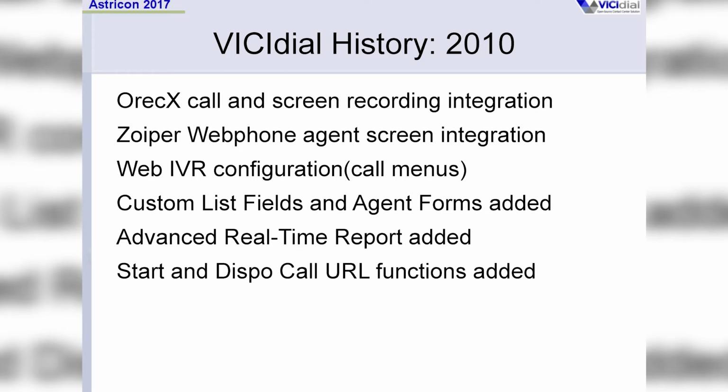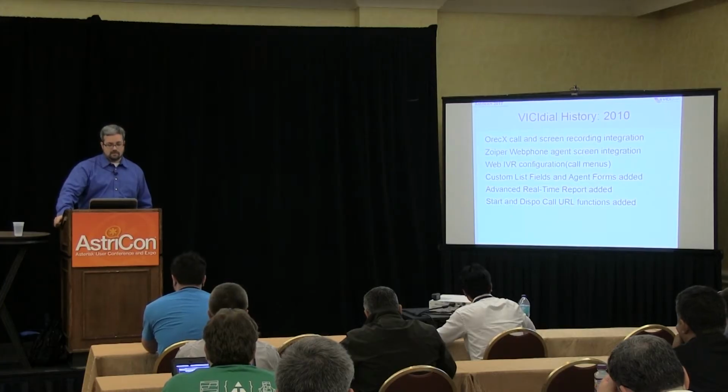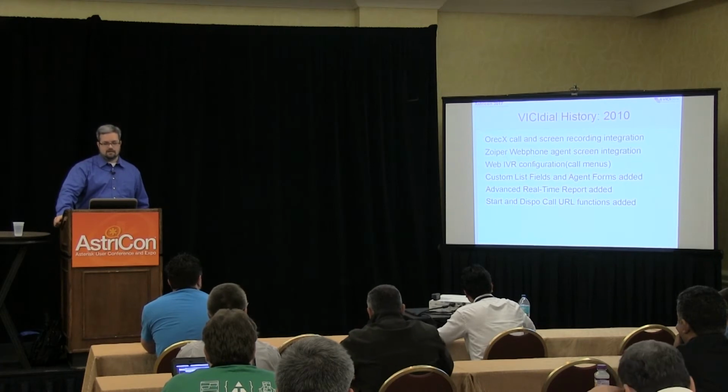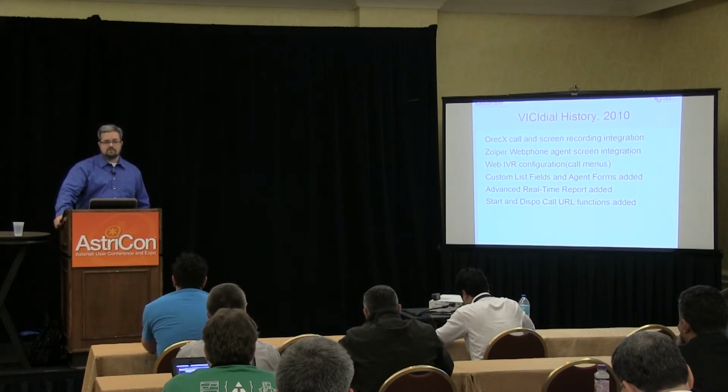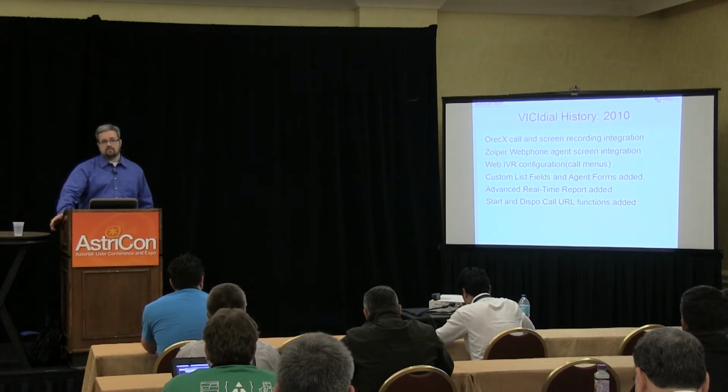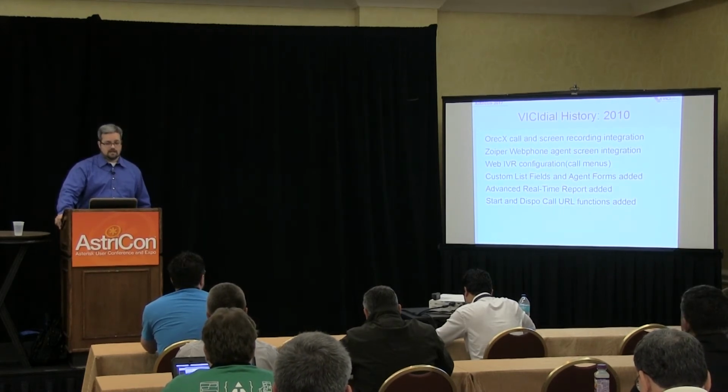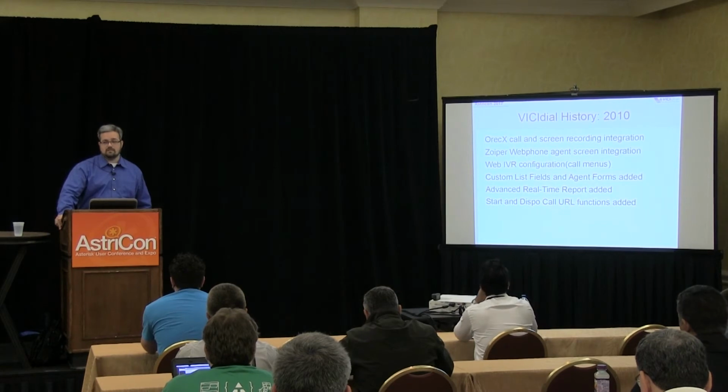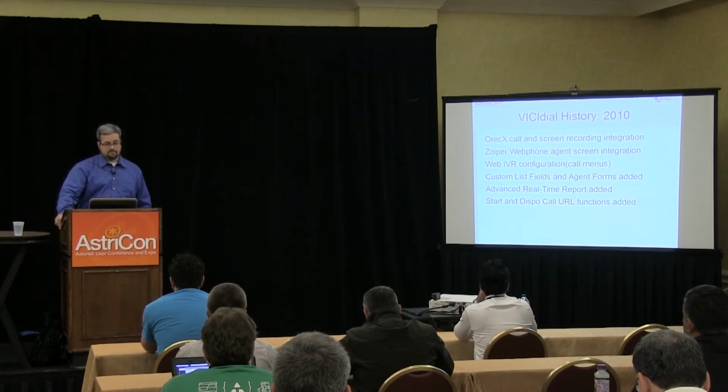The web IVR configuration, call menus, so you can do step-based IVRs, collecting data, that kind of stuff. Custom list fields. This is basically what replaced VTiger because VTiger didn't scale well. We developed custom list fields, which is a way of adding pretty much as many fields as you want and have it be optimized for scalability. You could have millions of records and it's not going to kill your database like some of the CRM systems like VTiger do when you get to that level.